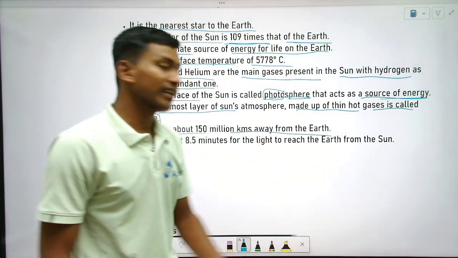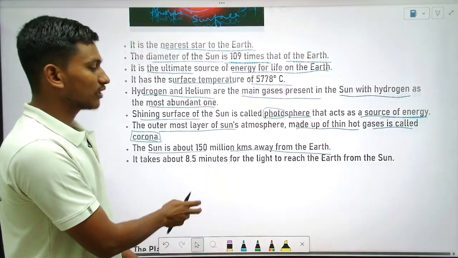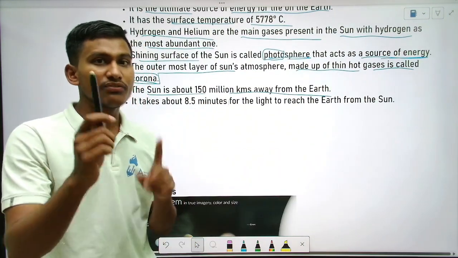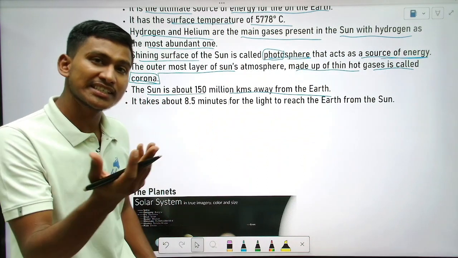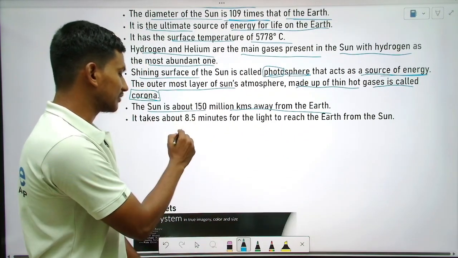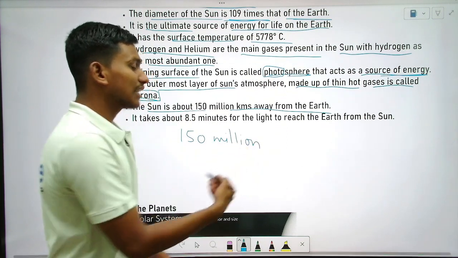Kilometers away from the earth. So the distance between earth and sun in the solar system is how much? 150 million kilometers. 150 million means how much is it? How many lakhs is it? Yes, 150 million kilometers. In lakhs, how much is it?